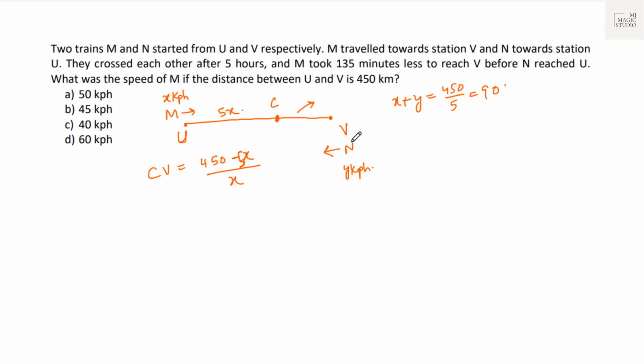At the speed of y, train N will cover this distance CU in 5x by y hours, whatever it is, we are taking in hours. M took 135 minutes less. That means this is less time, this is more time. 5x by y minus (450 minus 5x) by x equals 135 by 60 hours. We have got these two equations. With the help of these two equations, we need to find the value of x and y.